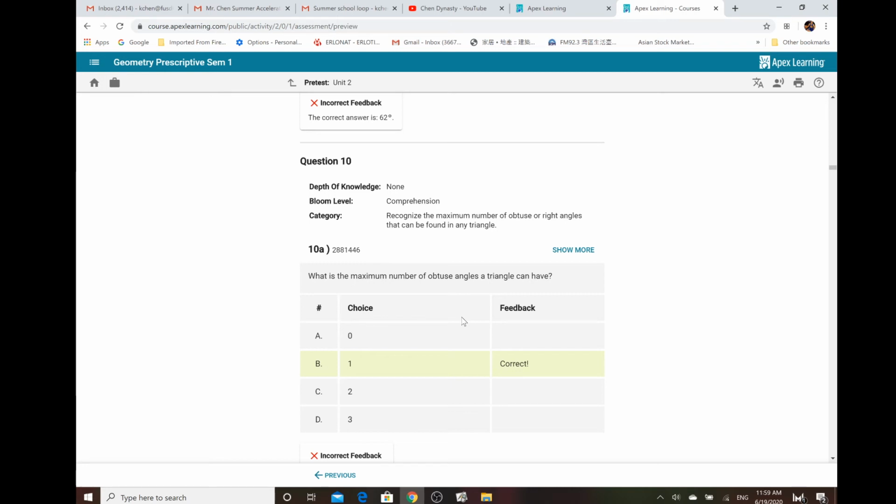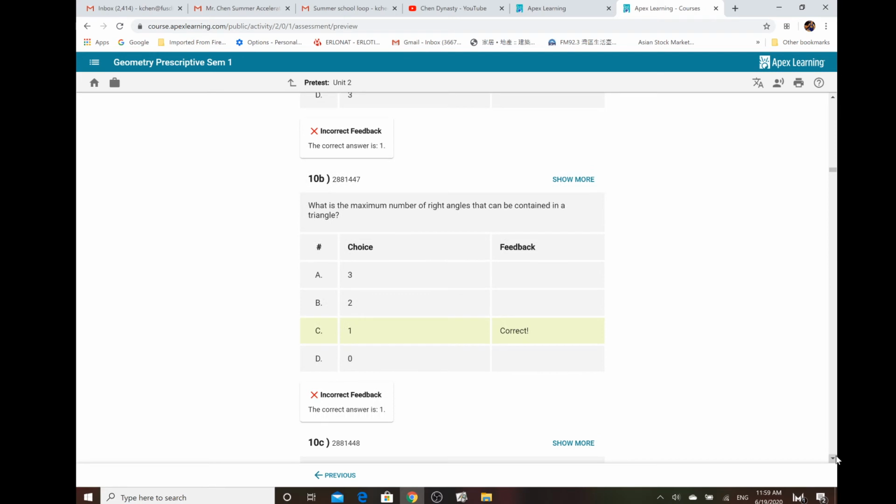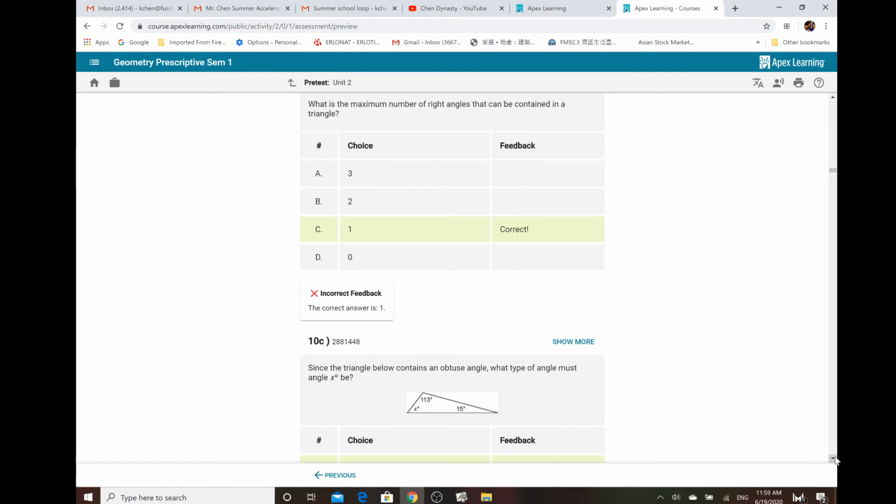What's the maximum number of obtuse angles a triangle can have? There's only one angle considered obtuse, because the sum of all the angles of a triangle is 180. So you cannot have more than one obtuse angle in a regular triangle. What's the maximum number of right angles that can be contained in a triangle? Just one. Again, the measure of all the angles in the triangle is 180. You take 90 degrees, and the rest of those two angles have to add up to 90 degrees.